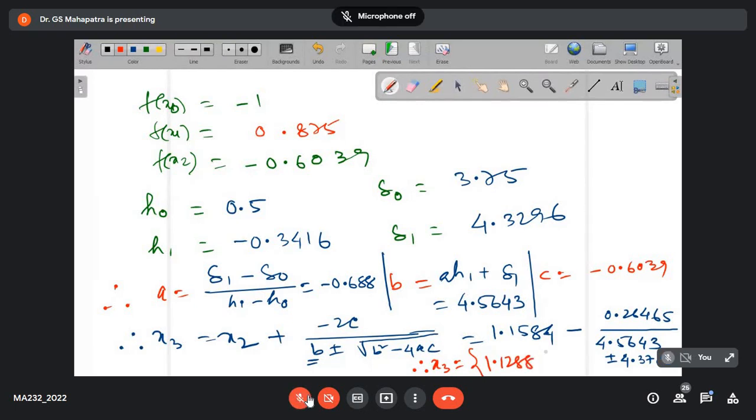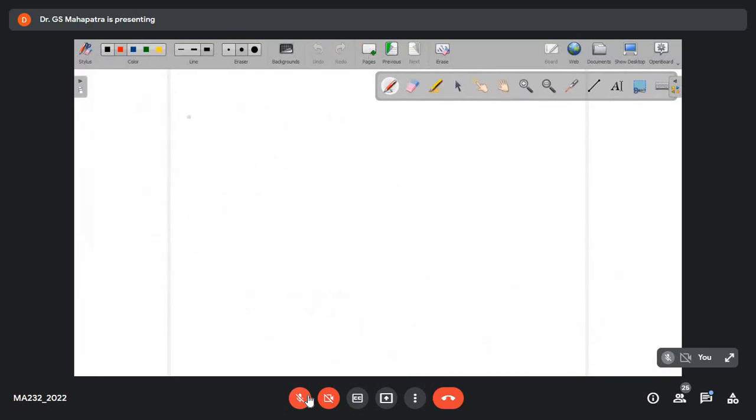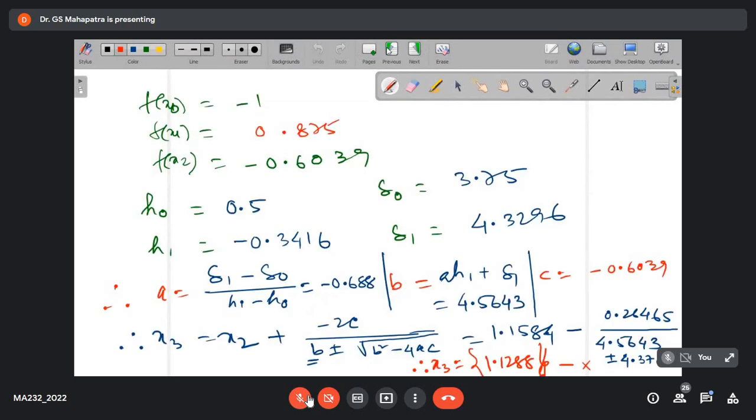0.1288. Another one. Minus is coming, so that one we will not consider. Okay. But okay. One is minus is coming, so this is the answer. Okay, now so x3. Therefore x3 is 1.1288.